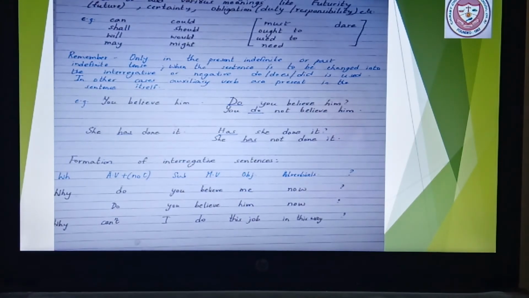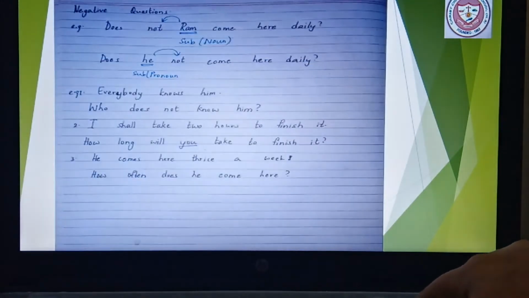What am I asking? Why can't I do what? This job. That is the object, and adverbial is in this way or in this manner. So this is how you form interrogative. The formation, form is shown here.